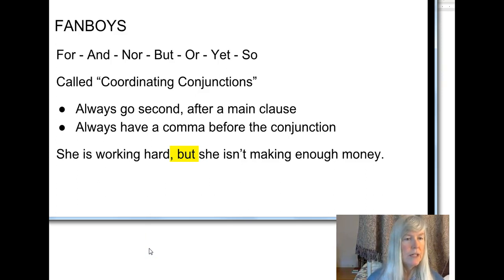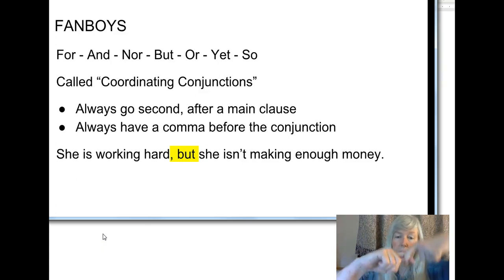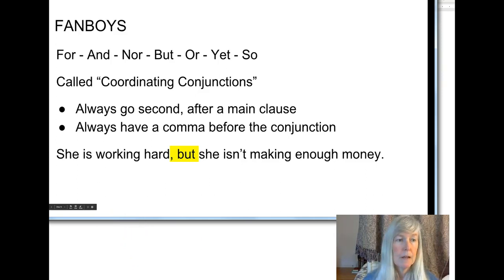Now let's review the types of conjunctions. We have the FANBOYS: for, and, nor, but, or, yet, so, also called coordinating conjunctions. They're always second and always have a comma. They join two items in the middle. She's working hard, but she isn't making enough money. Use and to say addition, but to show contrast, or to show options, and so to show a result.